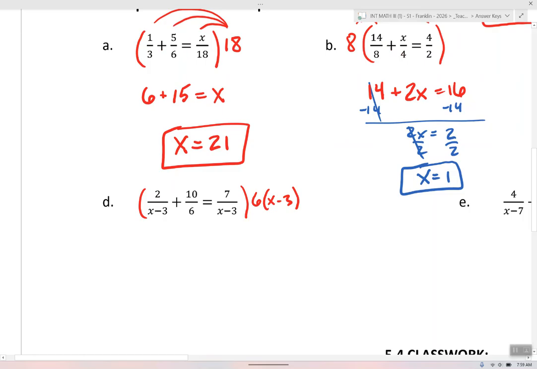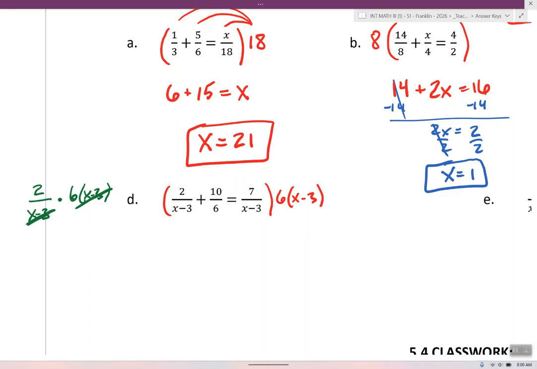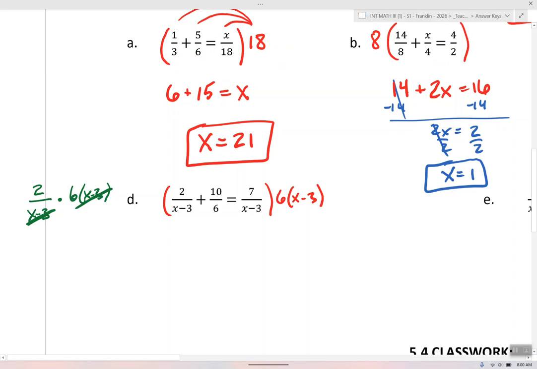Because, for example, if I'm going to multiply this first term by 6 times x minus 3, I know that those x minus 3's are just going to cancel out because x minus 3 divided by x minus 3 is 1. So if I leave it in this factored form, I can more easily see that the x minus 3 parts will cancel out, and I just have 6 times 2, which is 12. And in the second term, the 6's will cancel out, and what I have left is 10 times x minus 3 equals, and then again, the x minus 3 parts will cancel out, and I just have 7 times 6, which is 42.